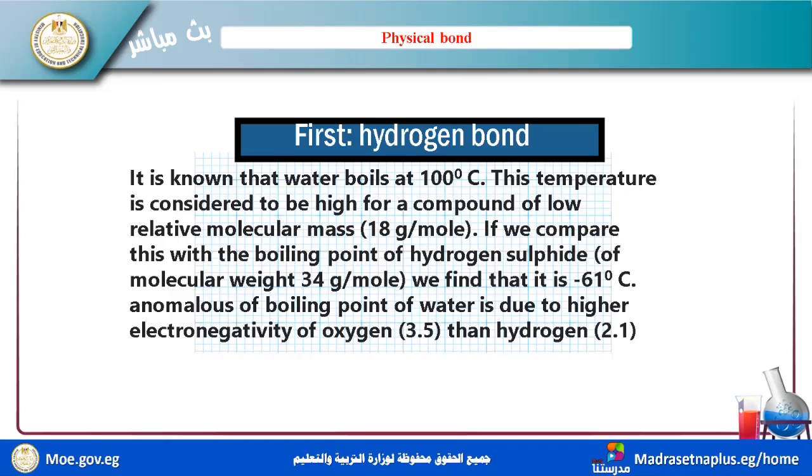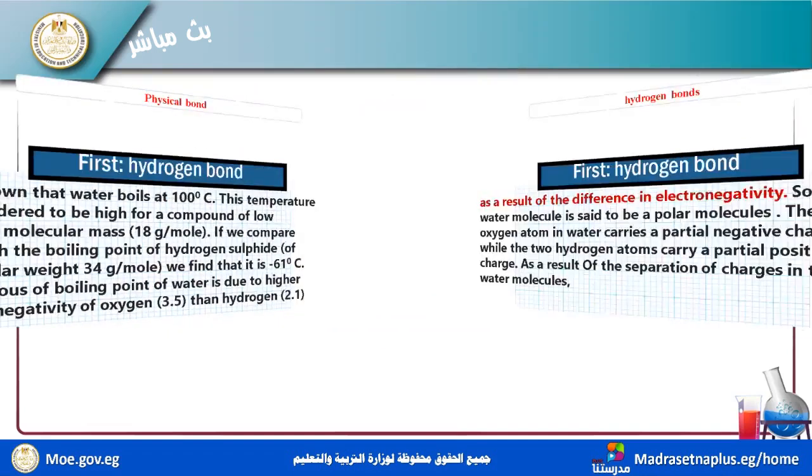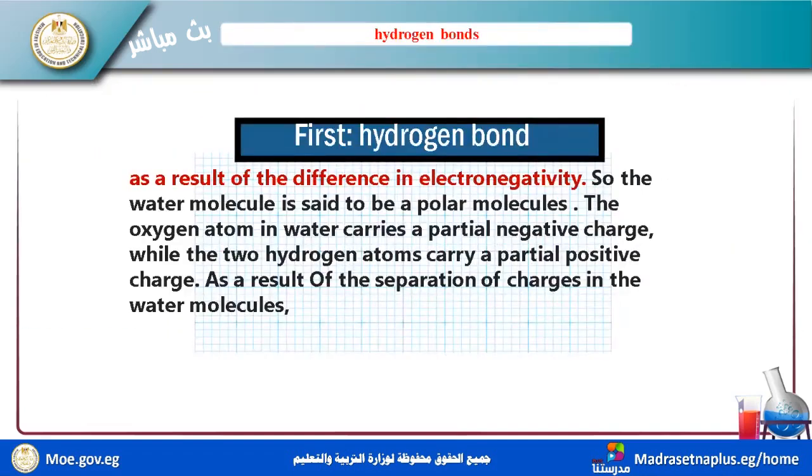Now I have reasons for that. I call this the anomalous boiling point of water, due to the higher electronegativity of oxygen, 3.5, than hydrogen, 2.1. Okay, you have a very important thing for the explanation: the formation of the hydrogen bond. Hydrogen bond is a physical bond. It forms as a result of a difference in electronegativity. So the water molecule is said to be a polar molecule.